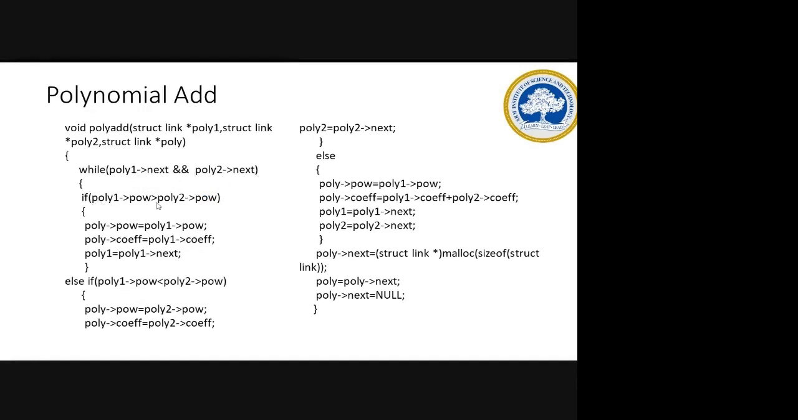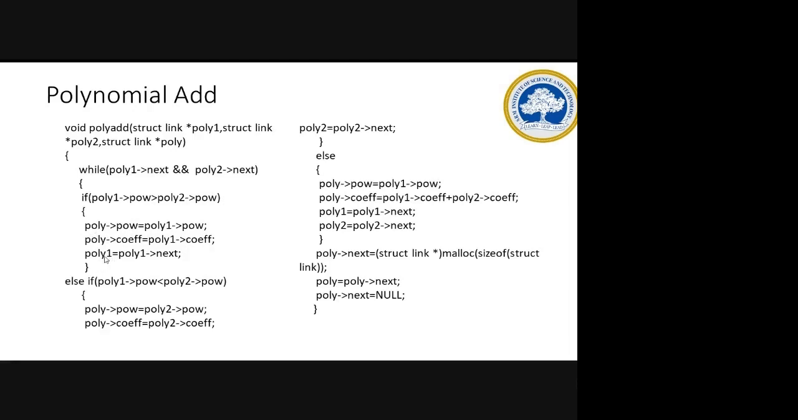If poly 1's power is greater than poly 2's power, that means your first expression is having a greater power than your second expression, then copy the first expression into your result. Your result I have named as poly. The other two expressions are poly 1 and poly 2. Result is poly. So poly of power is equal to that which is having the highest power, that will be copied to your poly. Similarly, that particular coefficient is also copied to the poly result.